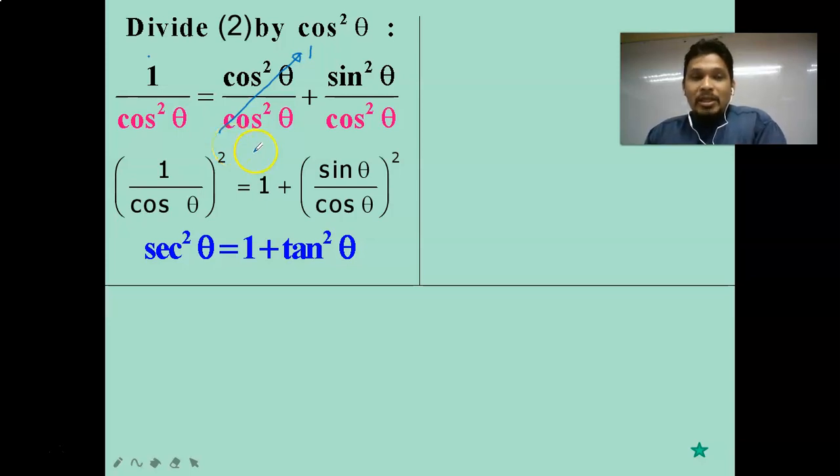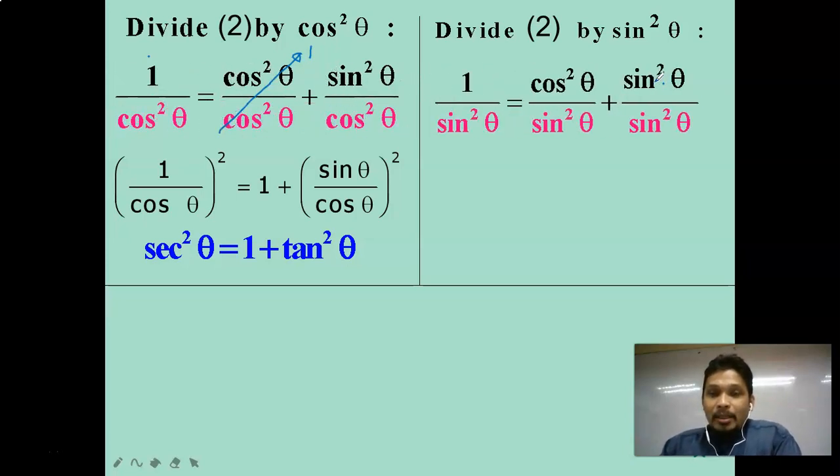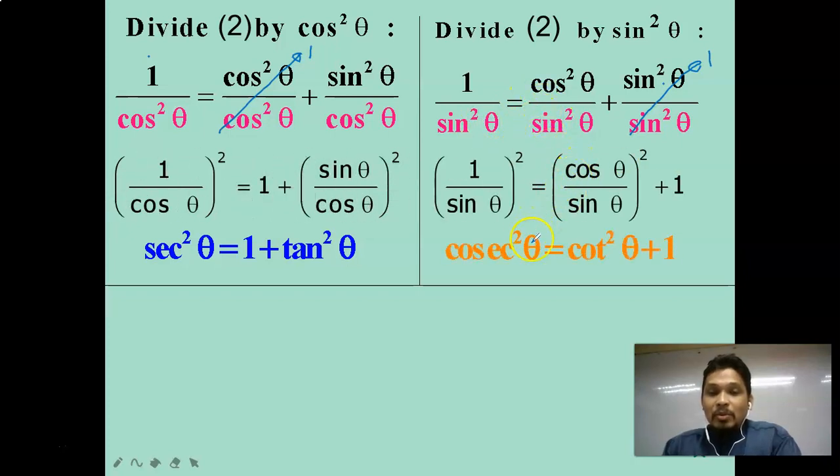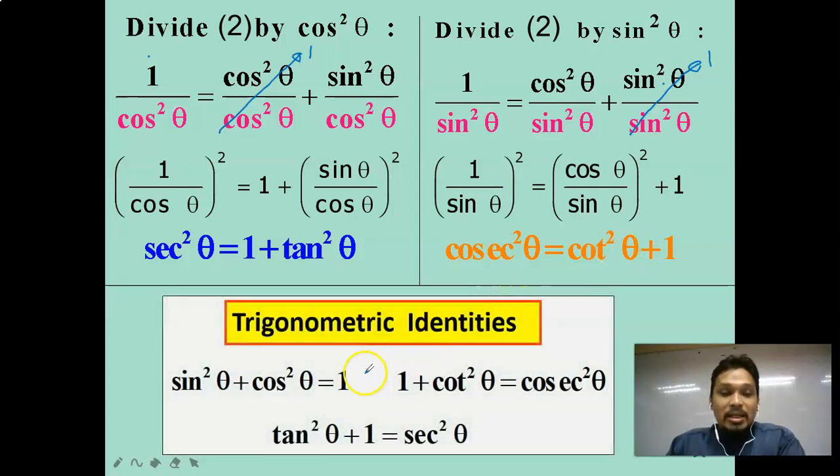And also, from equation 2, divide by sine squared. Of course this one here is going to give you 1. Then 1 over sine is cosecant, cos over sine is cotangent, so if we square here, it becomes cosecant squared equals cotangent squared plus 1. So now we have all these trigonometric identities that we're going to use sometimes in some questions. Okay, just be ready then.